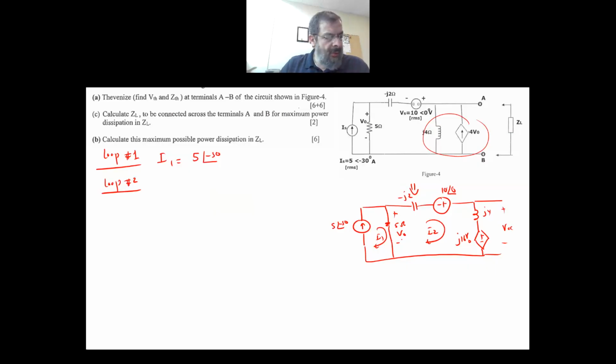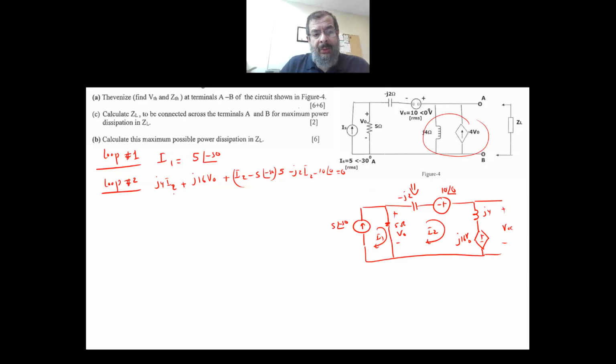Starting from here: J4 I2 plus J16 V0 plus (I2 minus I1, which is the 5 angle of minus 30) times (5 minus J2) I2 minus 10 angle of 0 is equal to 0. So basically, this is your equation.